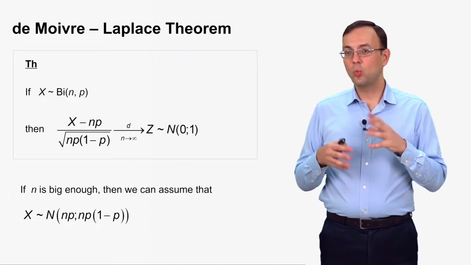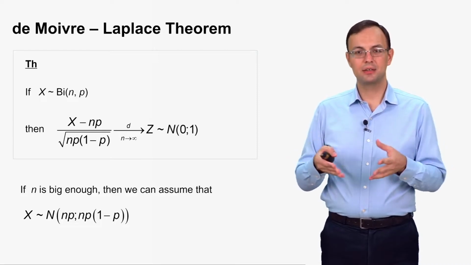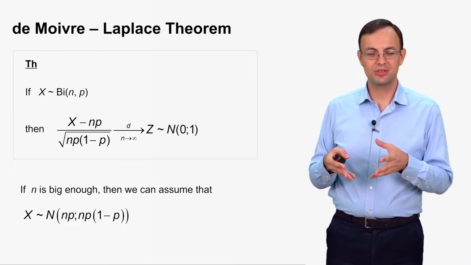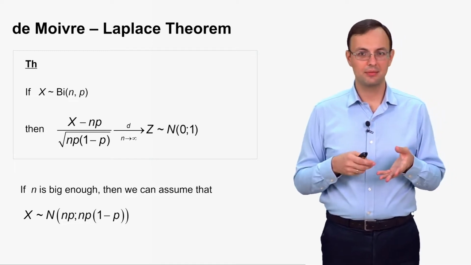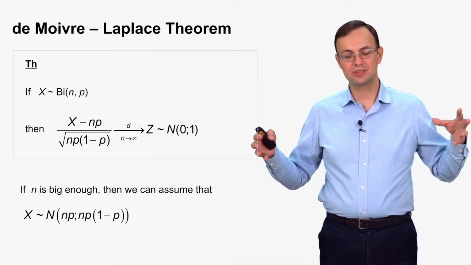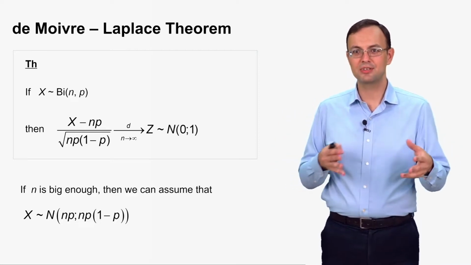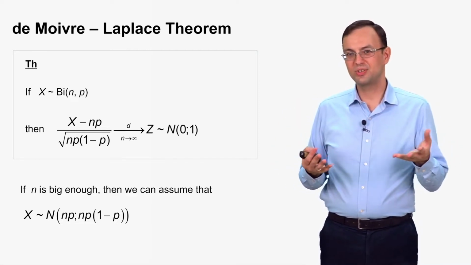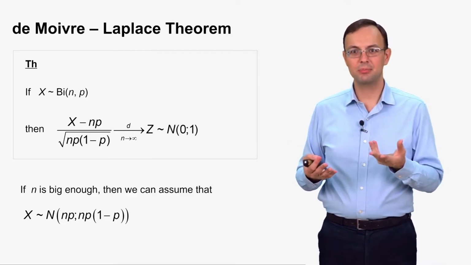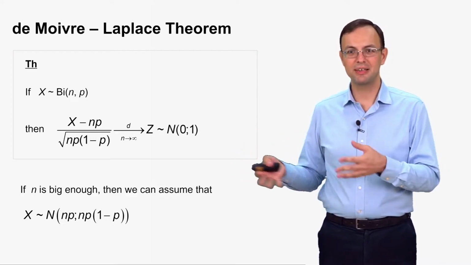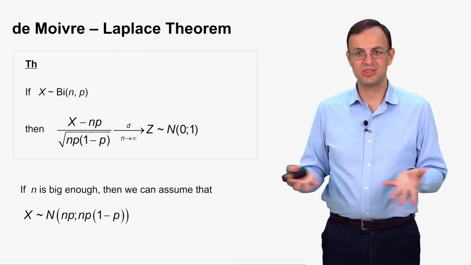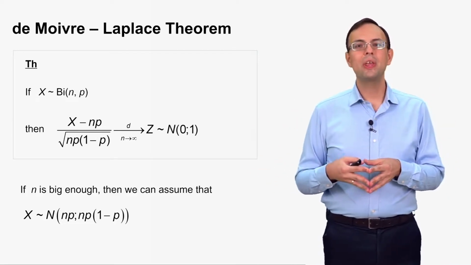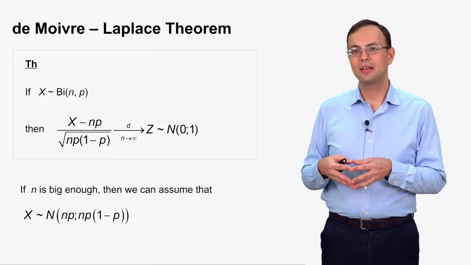But why do we say that this is a consequence of the CLT? In the CLT we have a sequence of random variables. Where is the sequence here? We see that we have just a single random variable X. So X is binomially distributed, and we don't see any sequence here.